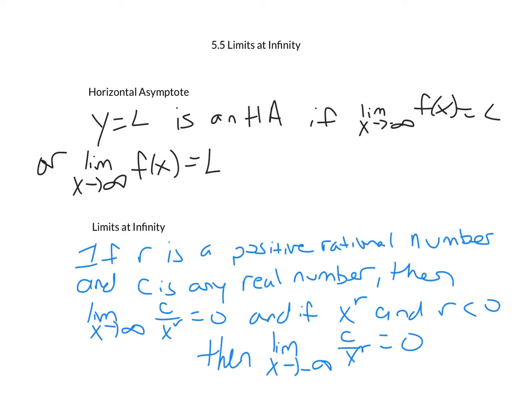Furthermore, with the limits at infinity, this definition below is pretty much for, if you remember our rational functions, when we had a power higher in the denominator, remember that horizontal asymptote was 0. Well, the solution, whenever that happens with limits at infinity, is also 0. So, definition, if r is a positive rational number and c is any real number, then the limit as x approaches infinity of c over x to the power of r is 0. And also, if we just have x to the power of r and r is less than 0, then the limit as x approaches negative infinity is also 0.